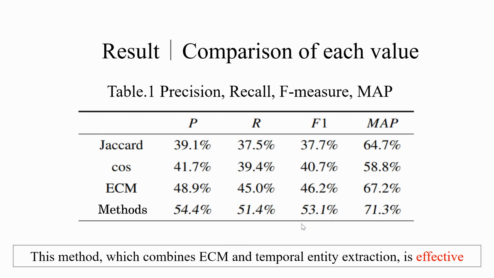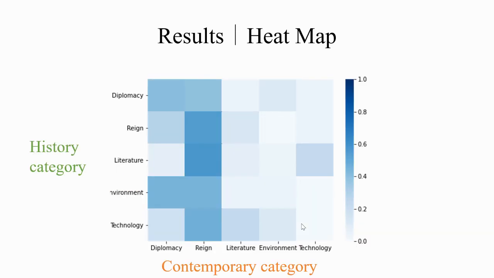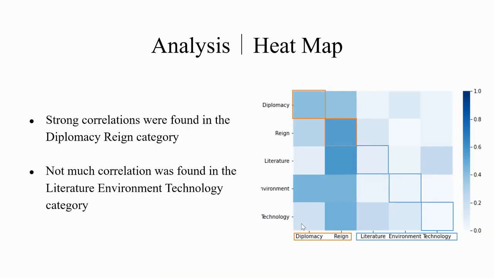The MAP value confirms that the Jaccard coefficient is 64.7%. The cosine similarity is 58.8%. The ECM alone is 67.2%, and the proposed method is 71.3%, indicating that the proposed method is the best. The heat map is shown below.